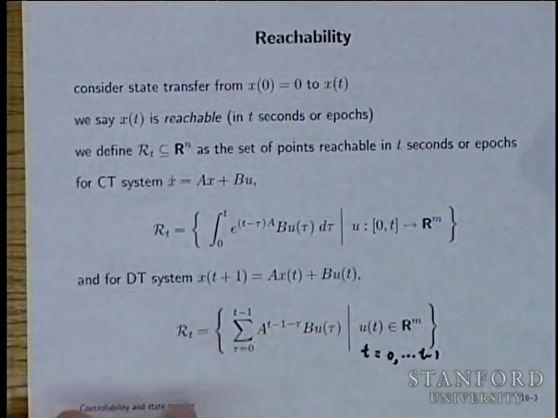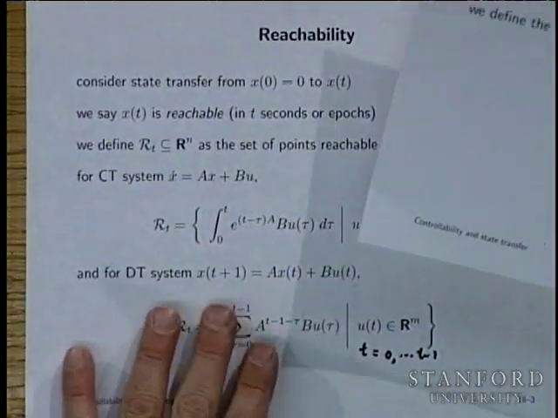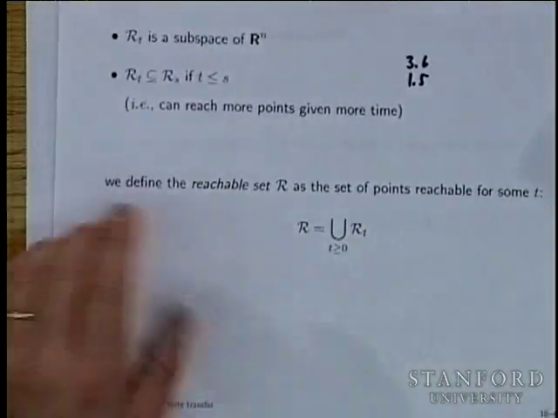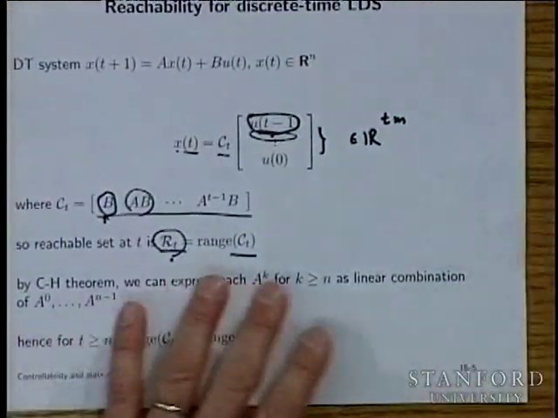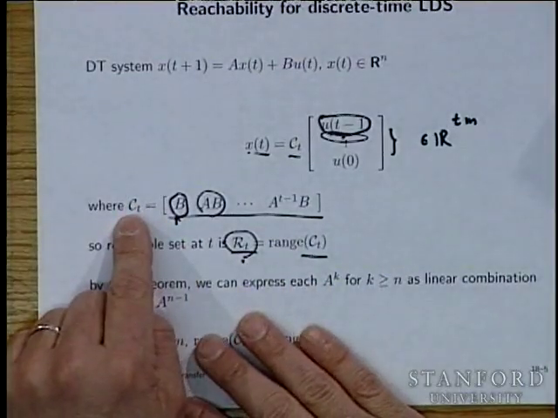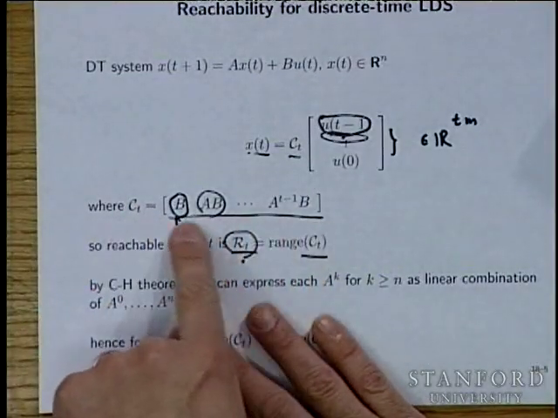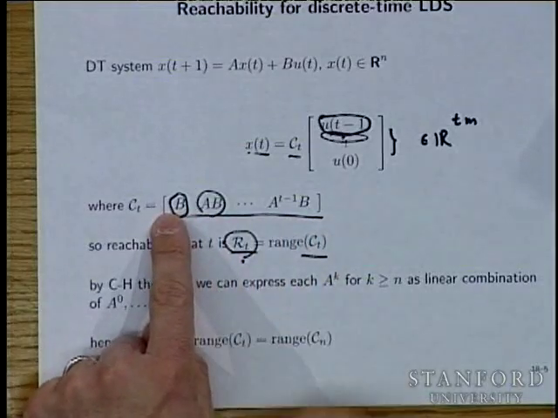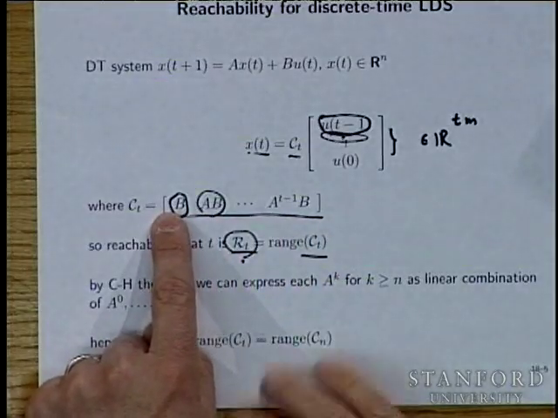Actually, we already know for discrete time. For discrete time, it's interesting, but it's nothing but an application of the material in the course. It's basically this. The set of points, R sub t, is the range of this matrix, C sub t. This is the controllability matrix at time t.